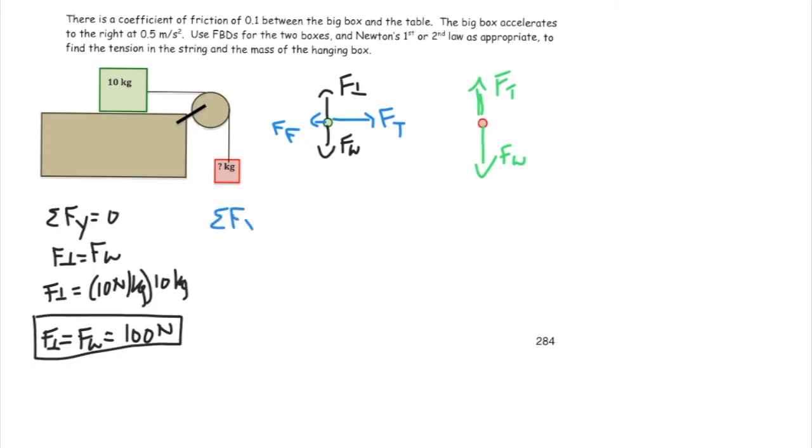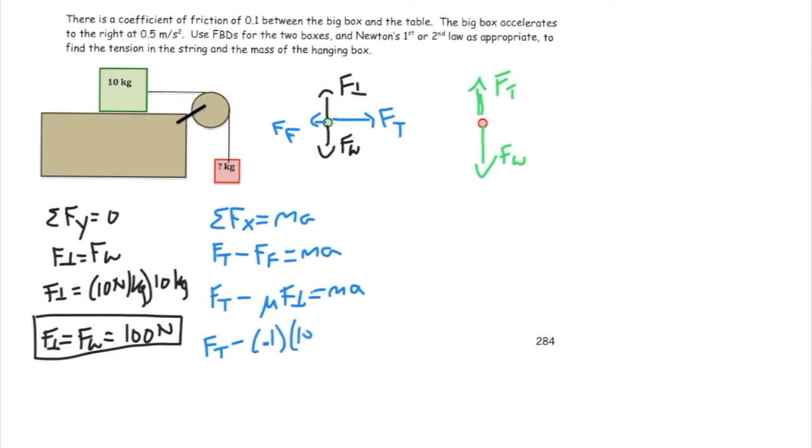In the x direction, we start with the second law. The tension minus the friction equals the mass times the acceleration. I can replace the force of friction with the coefficient of friction times the normal force. I have values for mu and the mass of the green block and the acceleration. This allows me to calculate the tension, which is 15 newtons.